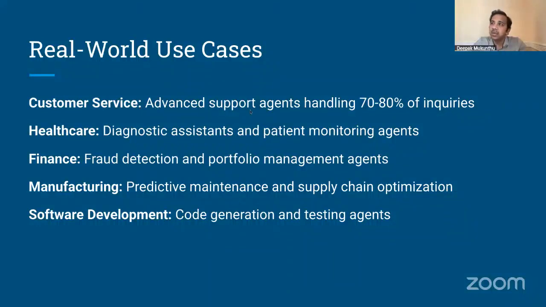Advanced support agent handling, right? So agents can handle 70 to 80% of what human agents can do. AI agents can do that today, which means that your support staff can be a lot more efficient because 70 to 80% of questions can be handled by these AI agents.